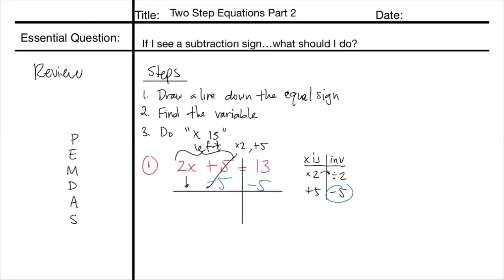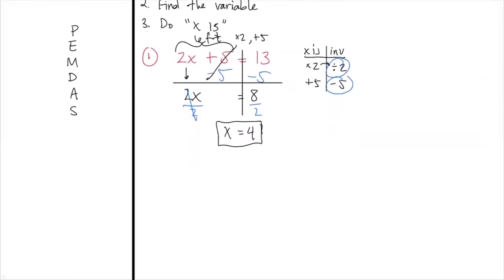These 5's cancel, so I get 2x equals 13 minus 5 is 8. Check your answers there so far. Then I'm going to divide by 2. Divide by 2, divide by 2. Those cancel out. X equals 8 divided by 2 is 4. Good, so that's the review.